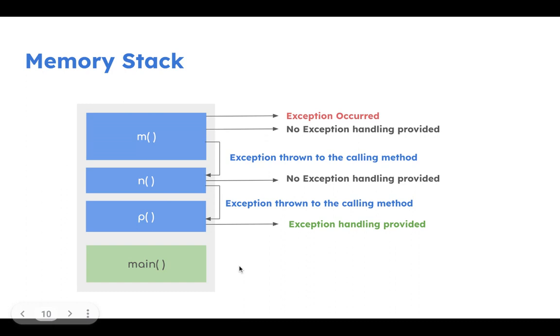We can also see that in the main method we have called the P method, which calls N, which calls M, where the exception occurred. It has not been caught in M or in N, but the exception handling was done properly at P. That is how the memory stack works. At M, the exception object was created and thrown. At N, again, it was not handled, it was thrown again and passed to P, where it was handled properly.